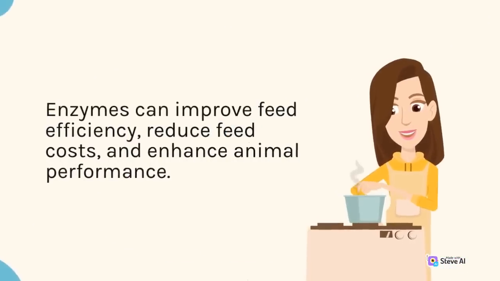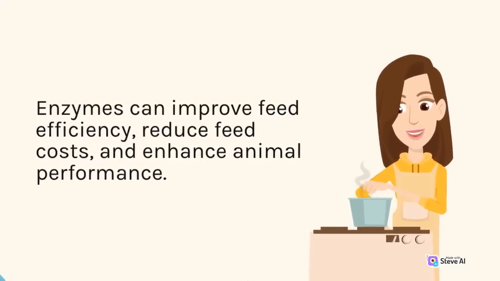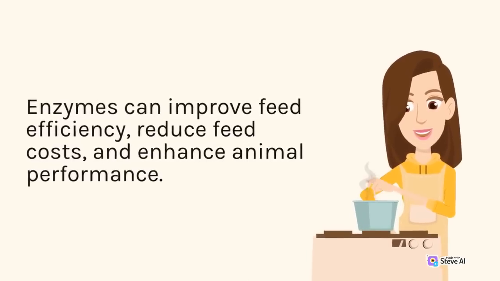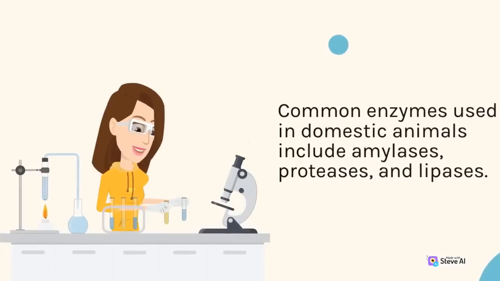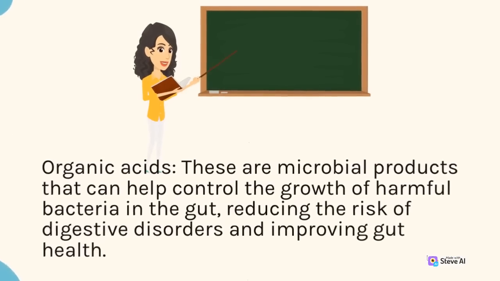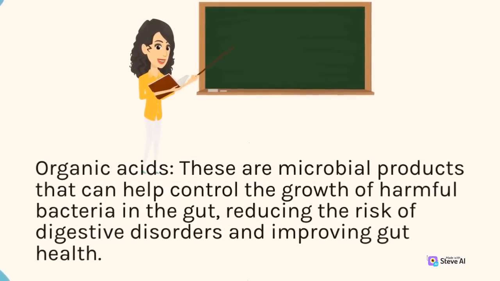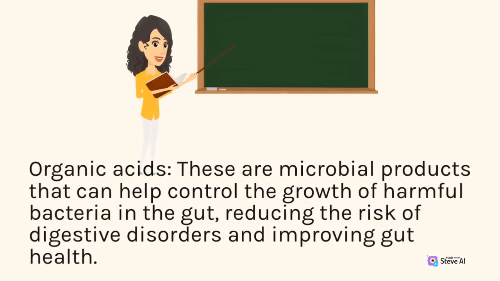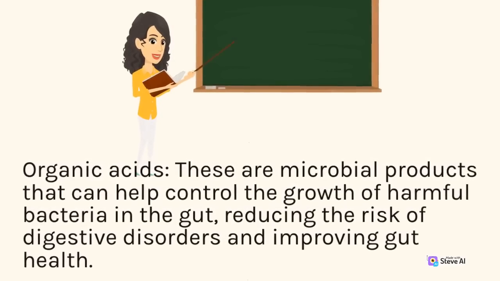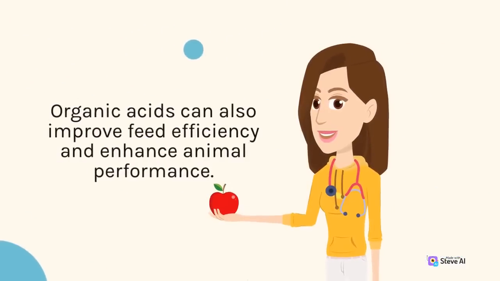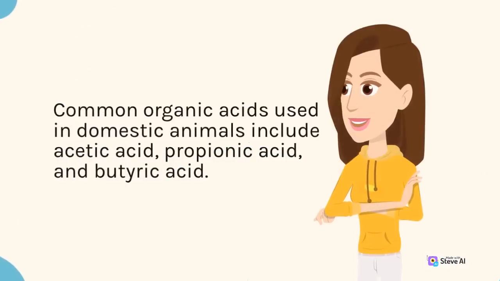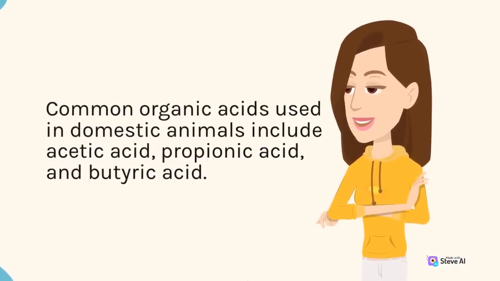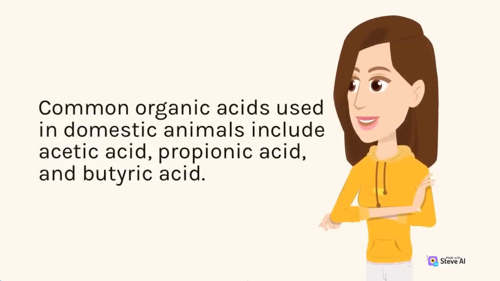Enzymes can improve feed efficiency, reduce feed costs, and enhance animal performance. Common enzymes used in domestic animals include amylases, proteases, and lipases. Organic acids. These are microbial products that can help control the growth of harmful bacteria in the gut, reducing the risk of digestive disorders and improving gut health. Organic acids can also improve feed efficiency and enhance animal performance. Common organic acids used in domestic animals include acetic acid, propionic acid, and butyric acid.